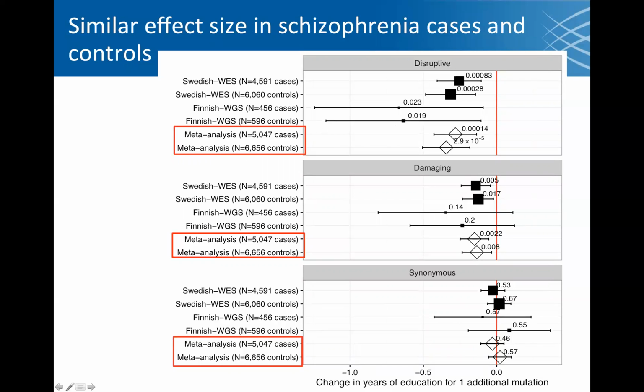And we could go even further: we could link our Swedish dataset to registry data, and we excluded everyone that had any type of intellectual disability or neurodevelopmental disorder, and we confirmed that the results were basically the same. So this signal, this reduction in years of education, is not driven by some extreme cases of intellectual disability or neurodevelopmental disorders.